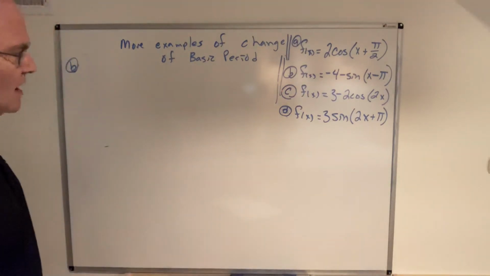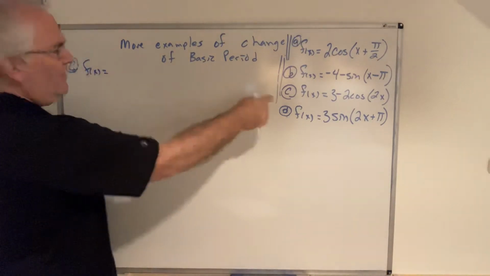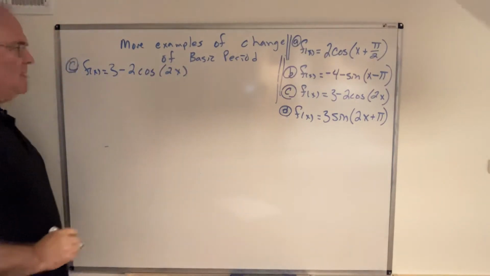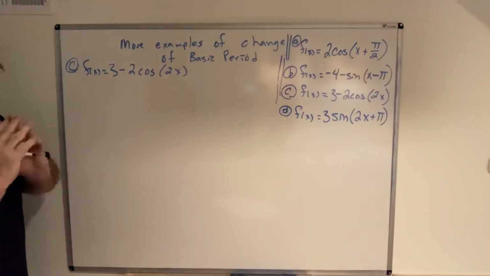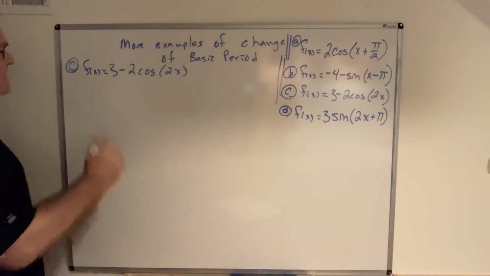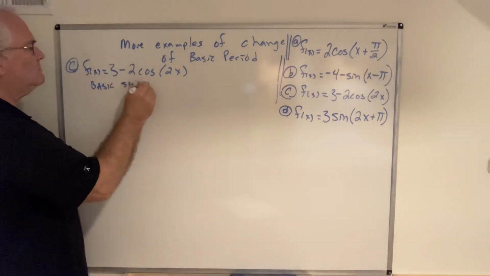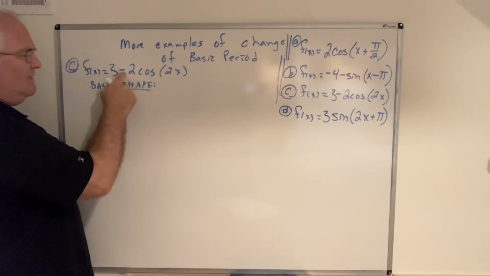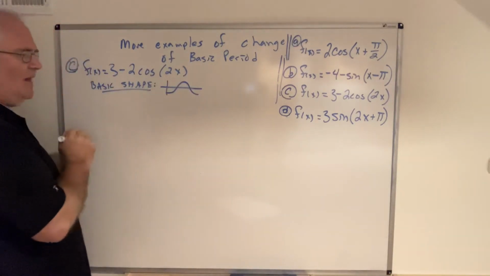C, same song, next stanza. So this is C, and this is f of x, and we have 3 minus 2 cosine of 2x, right? So just go through the same procedure. Once you have this procedure down, everything is the same of same. The basic shape, right? Basic shape is cosine, but it's negative cosine, right? This is a negative cosine. We see that, negative cosine. So upside down cosine is the little hill. Looks like a hill instead of the valley.